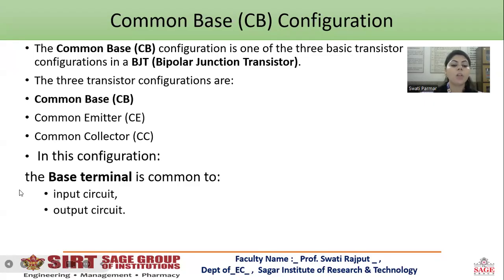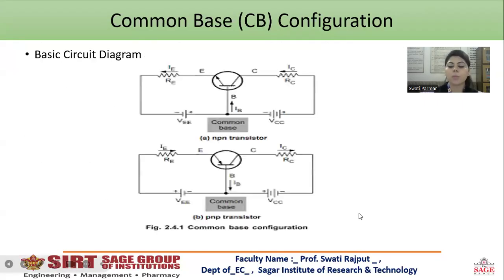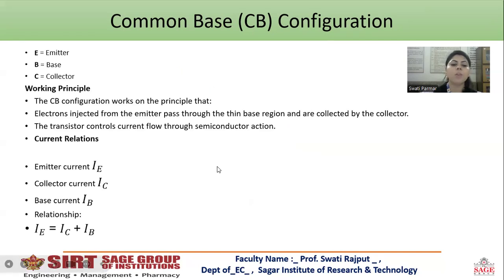In this configuration, the base terminal is common to the input circuit and output circuit. Here you can see the base terminal is common in both NPN and PNP transistors. Here E is the emitter, B is the base, and C is the collector. What is the working principle? The CB configuration works on the principle that electrons injected from the emitter pass through the thin base region and are collected by the collector. The transistor controls current flow through semiconductor action.